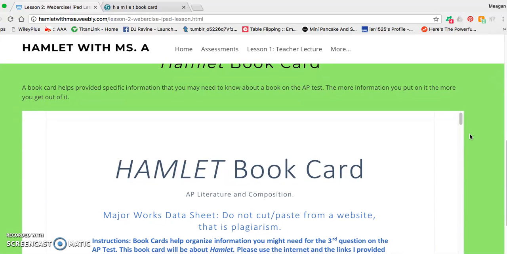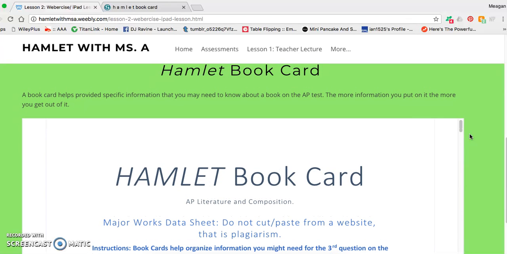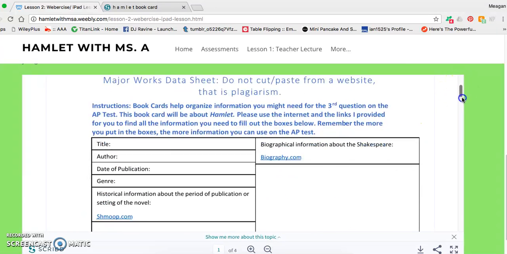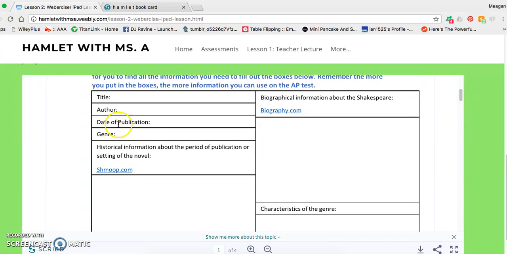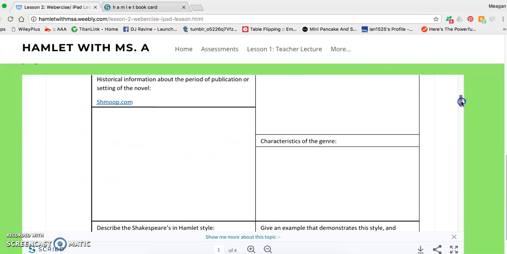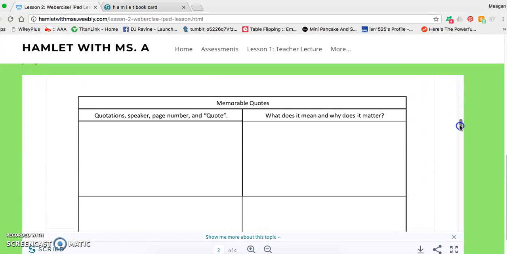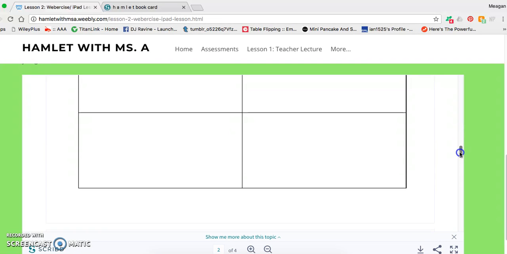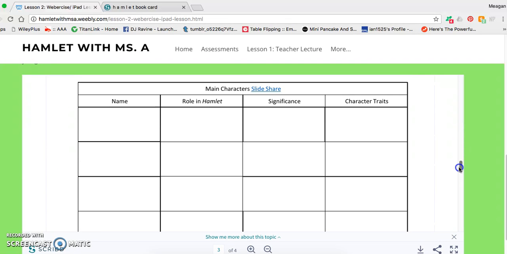And since Hamlet is such a diverse play, there's a lot of themes and characters and settings in Hamlet that can help you answer that third question effectively. So book cards help summarize all the information you need to know. As you can see, you need the date of publication, historical information about the publication, biographical information about Shakespeare, characteristics of the genre, so on and so forth. This is a really good study tool to help students remember all the information they need.